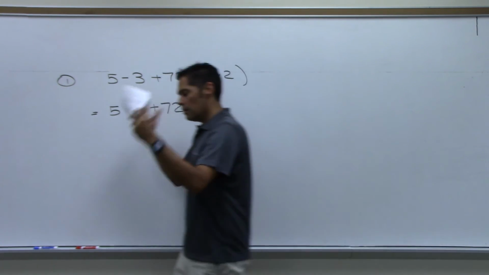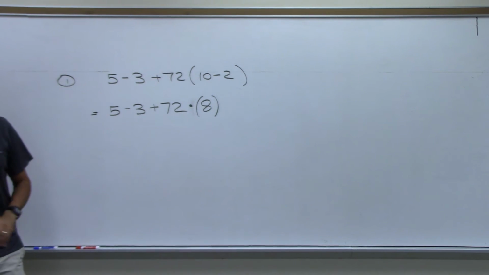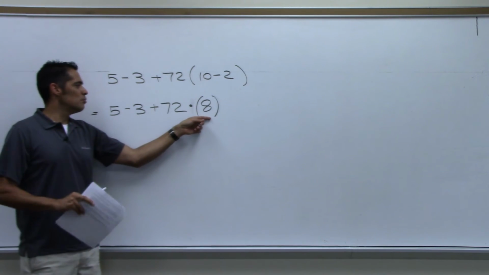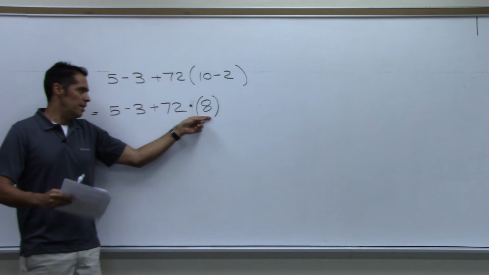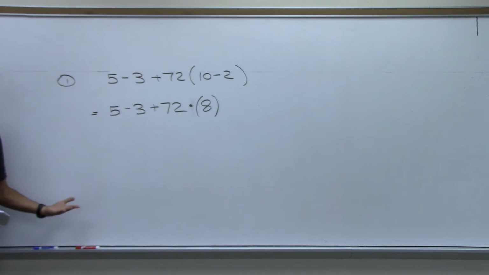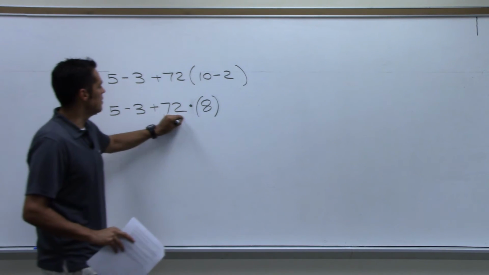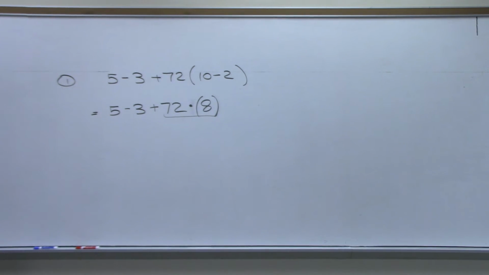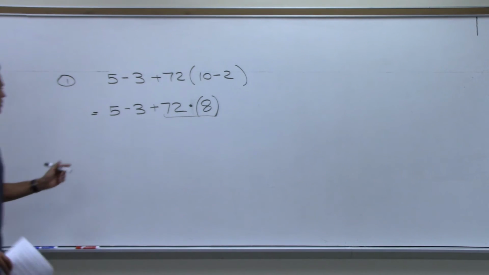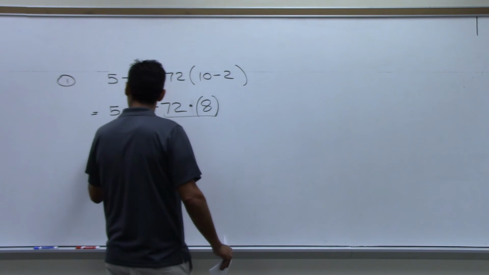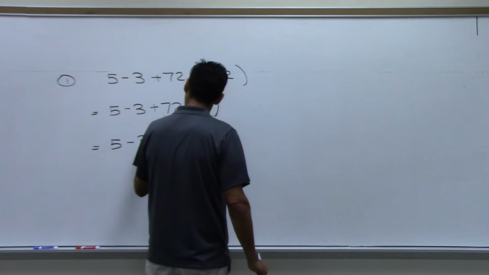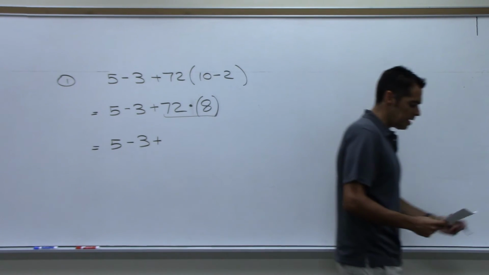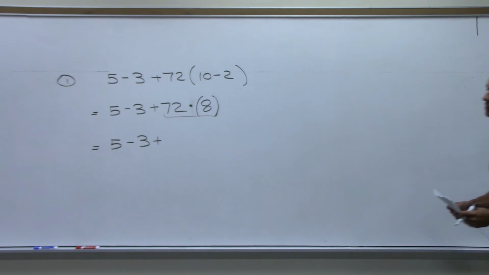Okay, start over. Do you see anything in parentheses? Well, if you wrote parentheses, you would, but there's nothing you can do with 8. It's just there. Exponents? No. Multiplication or division? Yes. Multiplication right there. Got to do that now. 72 times 8. 5 minus 3 plus. What is 72 times 8? 576.